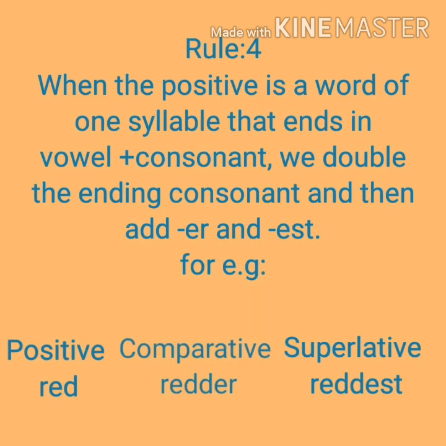In Rule 4, when the positive word is a one syllable word that ends in vowel sound plus consonant sound, we double the ending consonant and then add ER and EST to the word. For example, red, redder, reddest. Here, double D is added in comparative and superlative form before ER and EST.